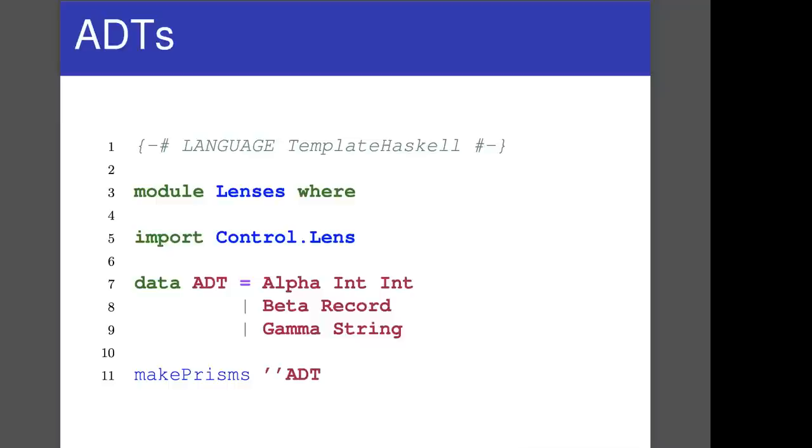The convention with prisms is they begin with an underbar when you use them. So this will create prisms named underbar alpha, underbar beta, underbar gamma. And because alpha is an undistinguished product, it'll give you that as if it were a tuple there, int and int. So we'll see how we can access the fields of the alpha constructor.